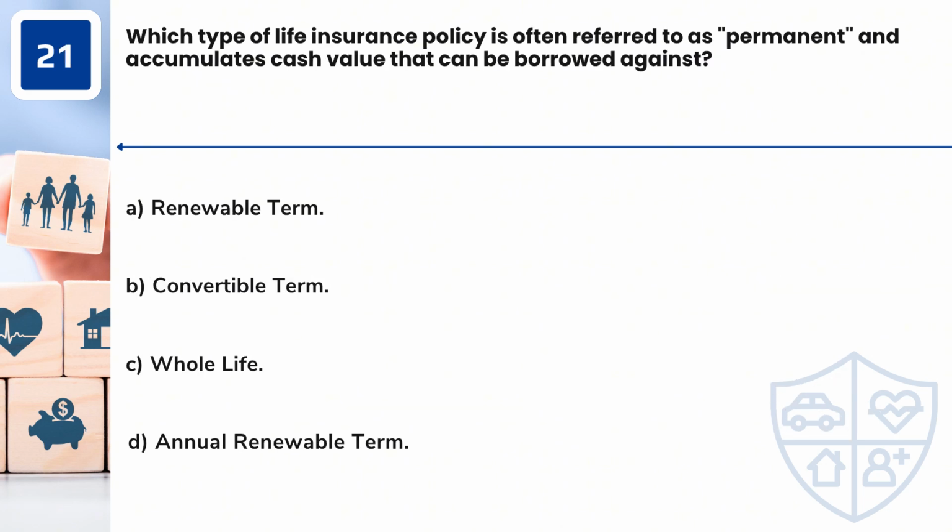Question 21. Which type of life insurance policy is often referred to as permanent and accumulates cash value that can be borrowed against? A. Renewable term. B. Convertible term. C. Whole life. D. Annual renewable term.